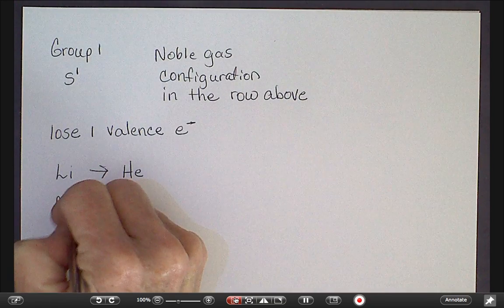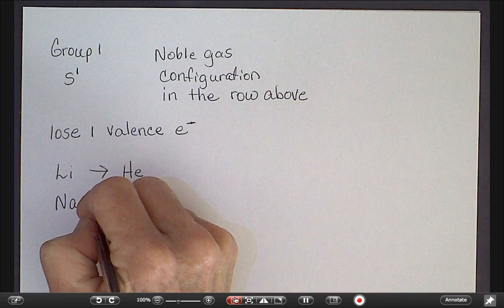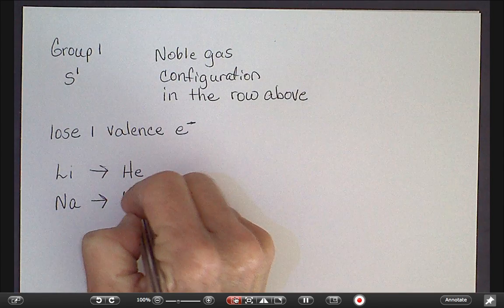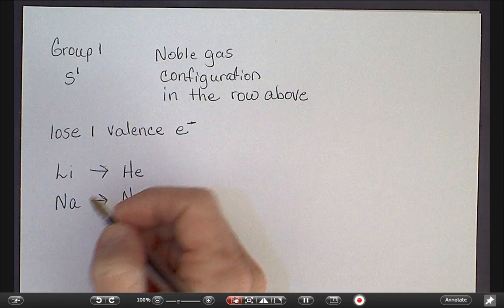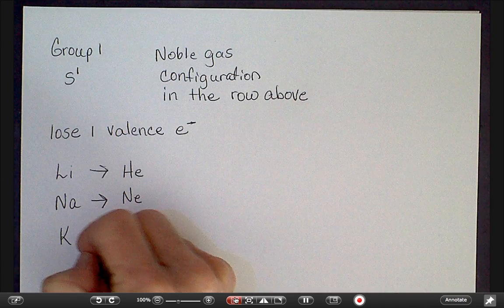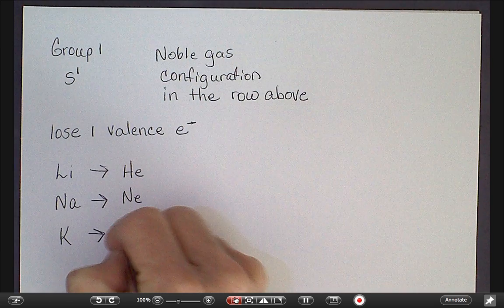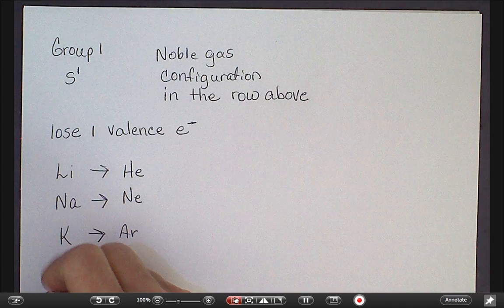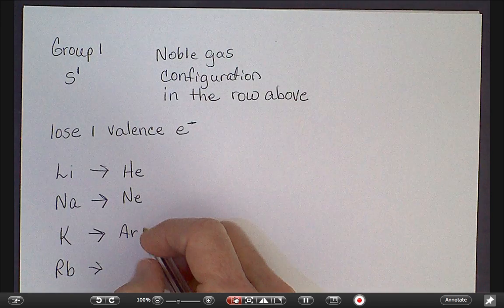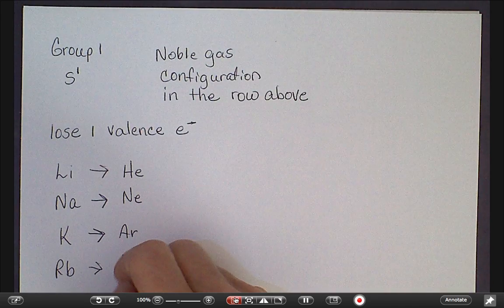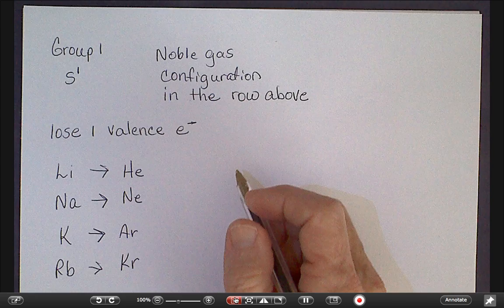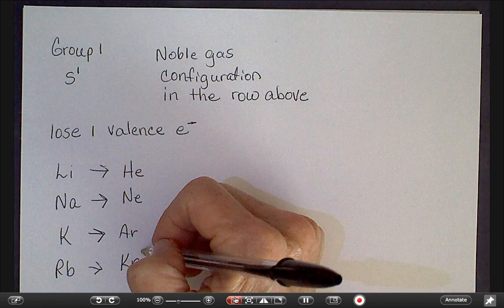Sodium, after it loses its one valence electron, will end up with the neon electron configuration, and so on with potassium. We'll end up with argon, and rubidium will end up with Kr, and so forth. Now then, the reason they do this is to attain these noble gas configurations.